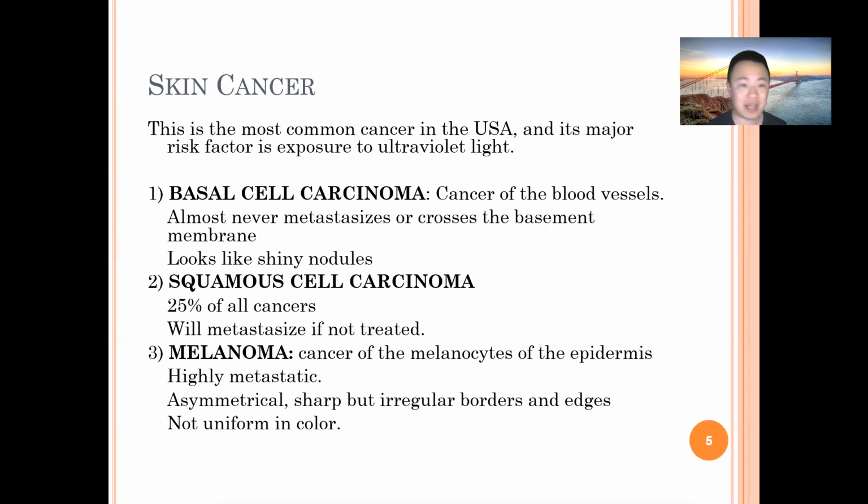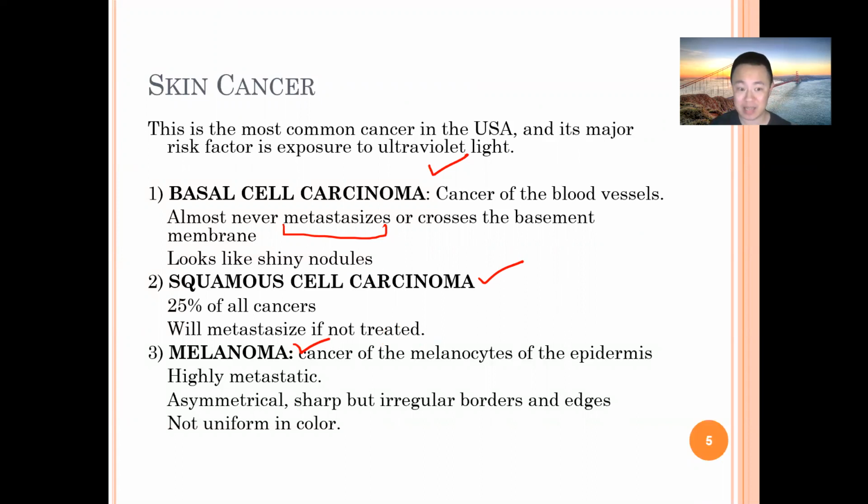Some of the types of skin cancer. The most common cancer in the United States is skin cancer, and its major risk factor is ultraviolet light. Examples include basal cell carcinoma, which almost never metastasizes. To refresh your memory, metastasize means it can move from one place to another place in the body, or crosses the basement membrane. These look like shiny nodules. The second one is squamous cell carcinoma, which accounts for 25% of all cancers, and it will metastasize if it's not treated. Then you have melanoma, which is a cancer of the melanocytes of the epidermis.